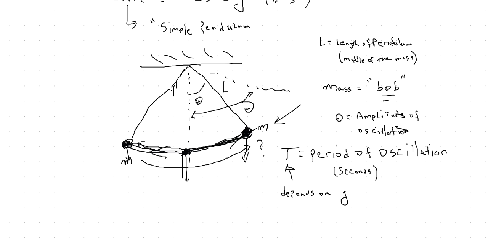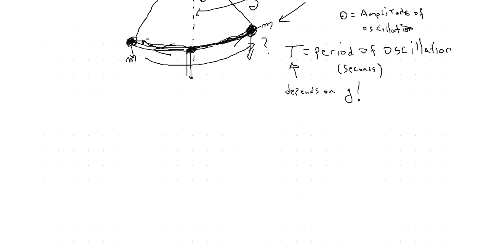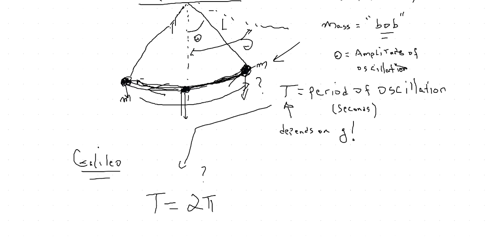Okay, so Galileo realized that the pendulum's period depends on G, and it's going to depend on L. So now I'm going to write the formula that Galileo came up with, okay? Galileo came up with the formula for T. So the period of this simple pendulum is given by 2 pi. Why the heck is there a pi? Well, I'll do this here on the side.